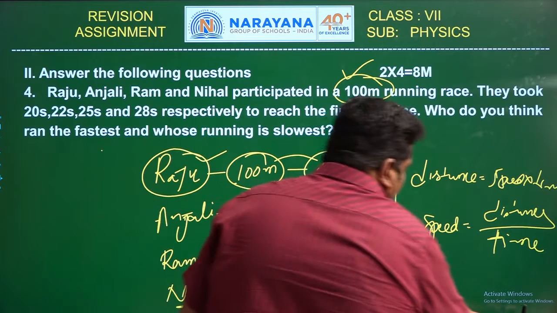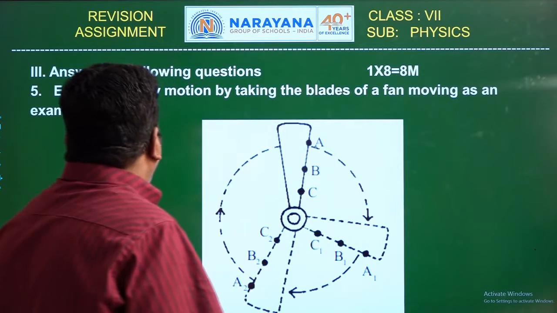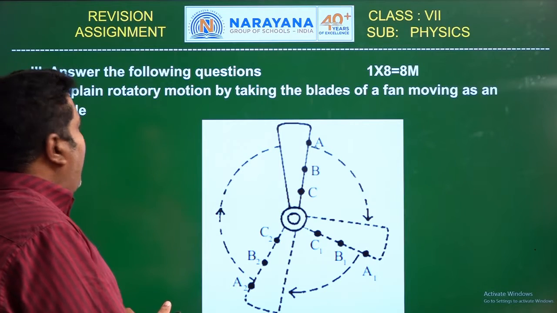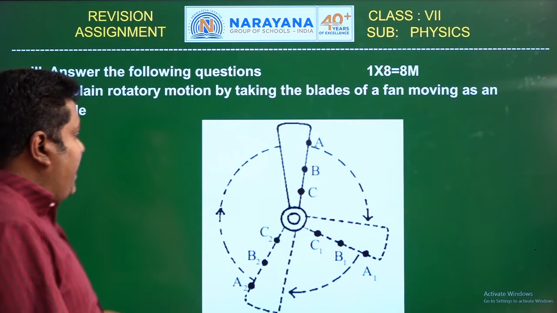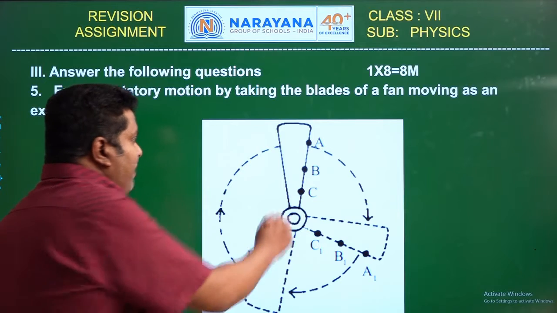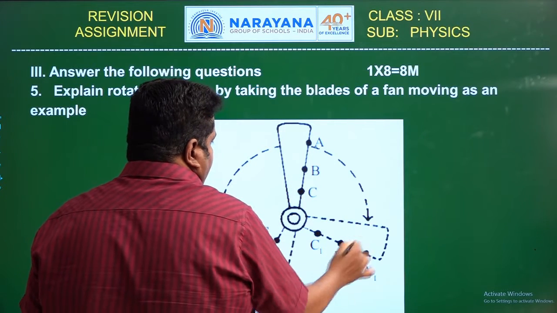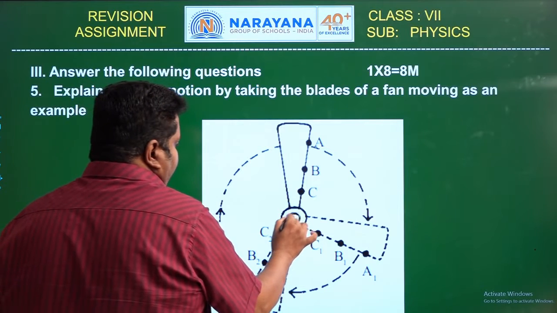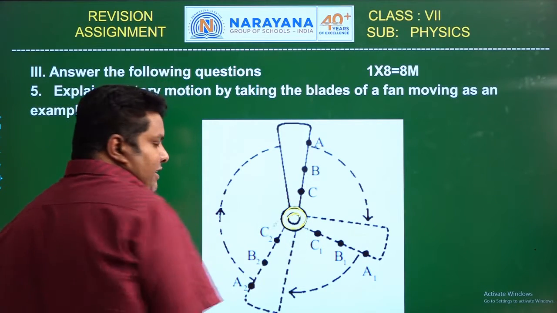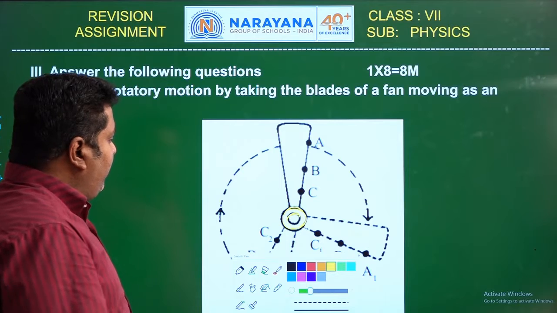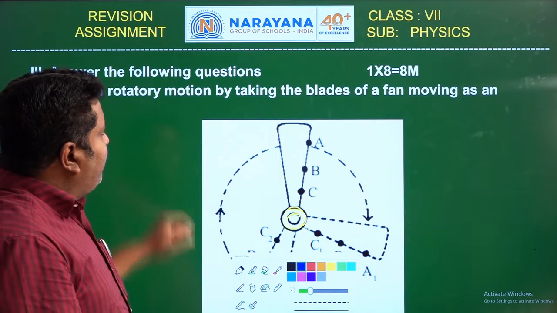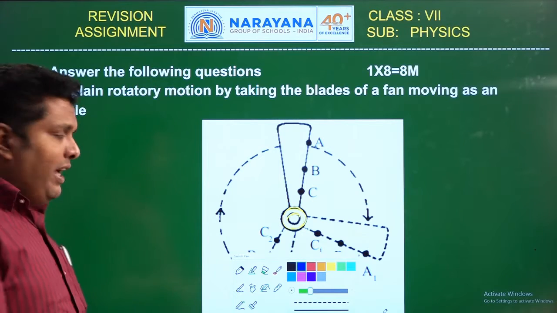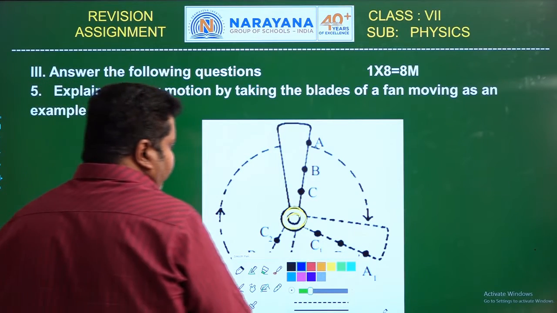Now let us see the next question. Explain rotatory motion by taking the blades of a fan moving as an example. These are the blades of a fan: first blade, second blade and third blade. And this is the center of the fan.